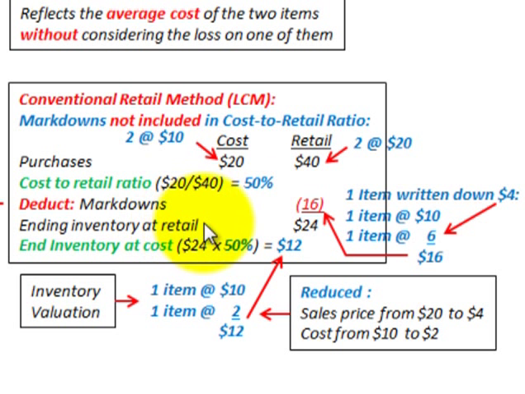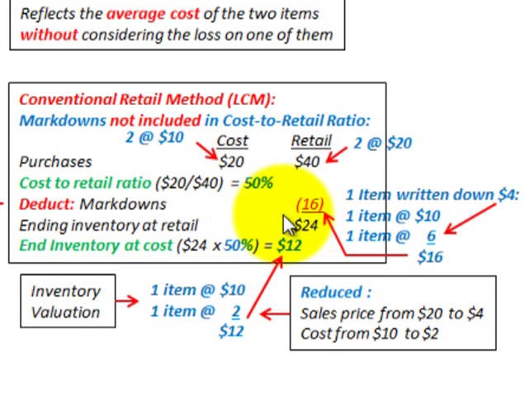So our ending inventory at retail would be just the difference between retail at $40 less $16, which gives us $24. Now we've calculated our cost to retail ratio up here at 50%. Now we can calculate our ending inventory at cost. That would be simply the ending inventory at retail of $24 times 50%. That equals $12.